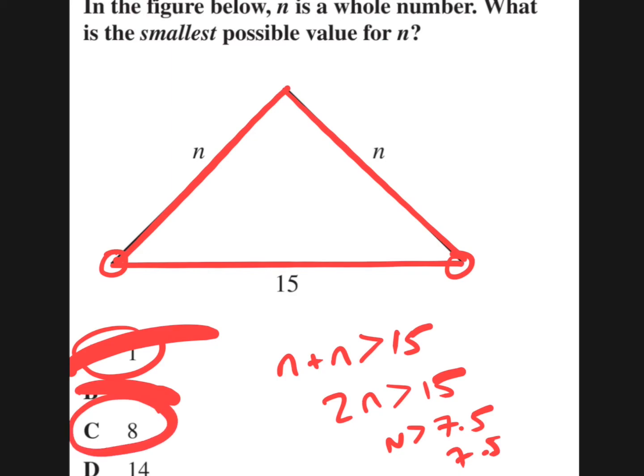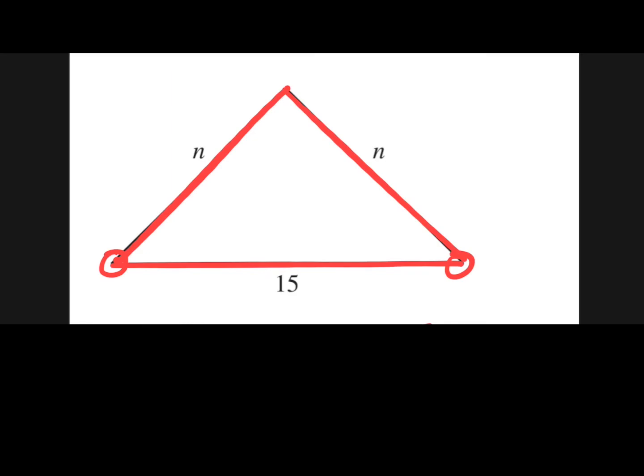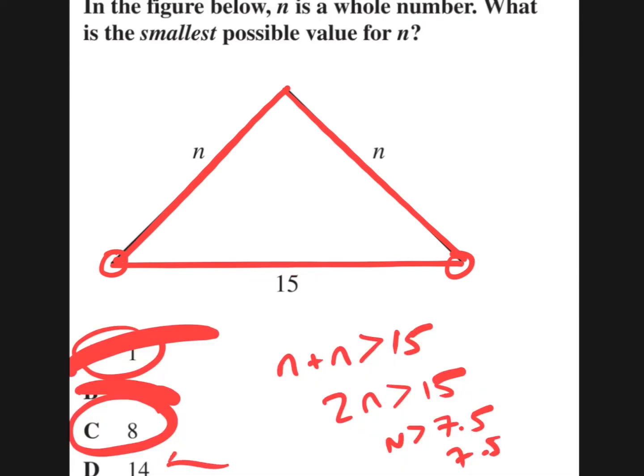And if we go back to our triangle, and if n is 8, you go up 8, and then you go down 8, which is 16, and that is longer than 15. If we go back to D on this, D says 14. Now, in theory, n can be 14, because 14 plus 14 is 28, which is bigger than the third side of 15. But the question here is asking for the smallest possible value for n. So 8 is the correct answer.